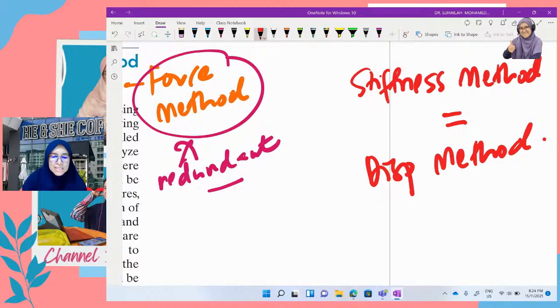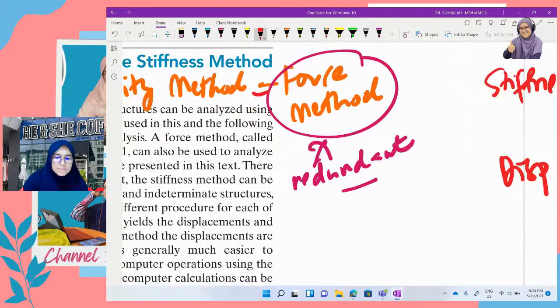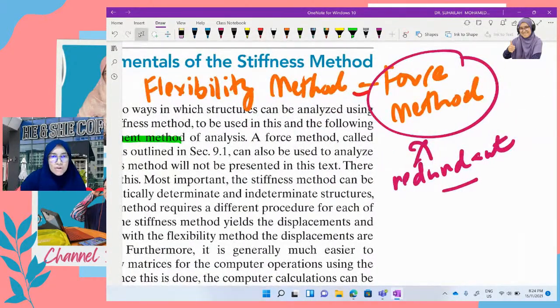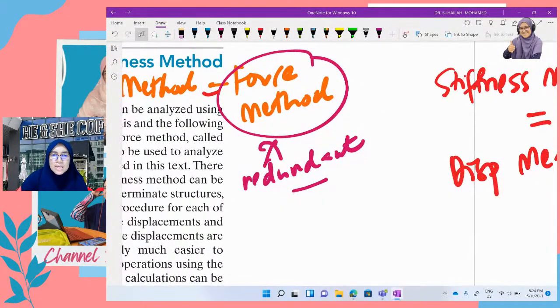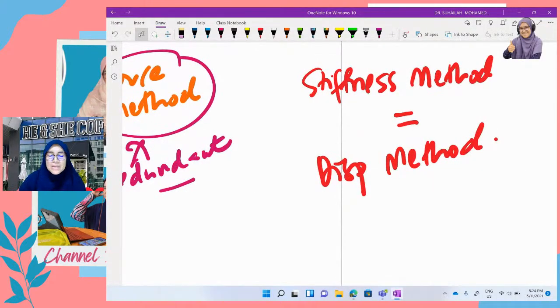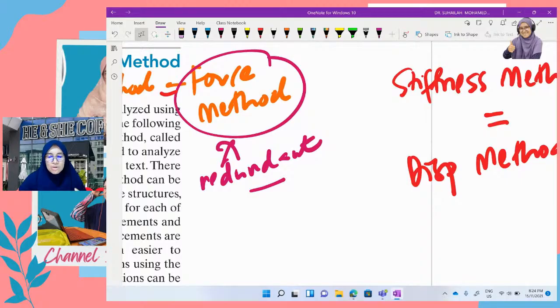Okay, force method is actually the flexibility method, and the stiffness method is the displacement method. Force method means that we determine force as the output of the analysis. Displacement method means that we are going to determine displacement by solving the equations.